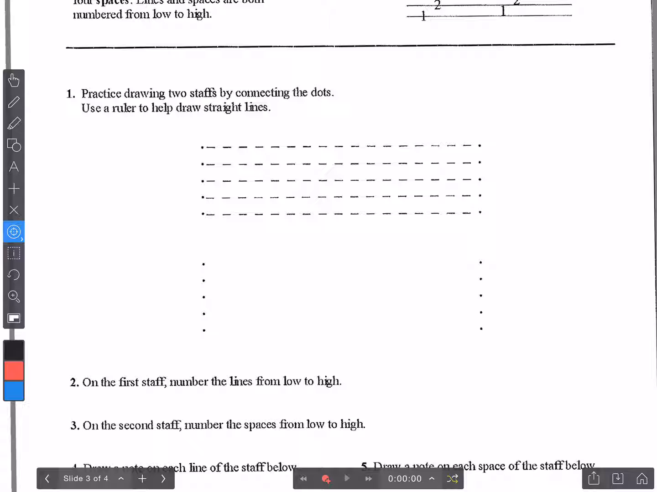By connecting the dots, then it says use a ruler to draw straight lines. I don't really care about that. We'll be using a lot of pre-printed staff paper, so it doesn't matter to me if they're perfectly straight. So you'll do that for those top 5 lines, and then you'll make one on your own down here. It will look probably equally terrible as mine.